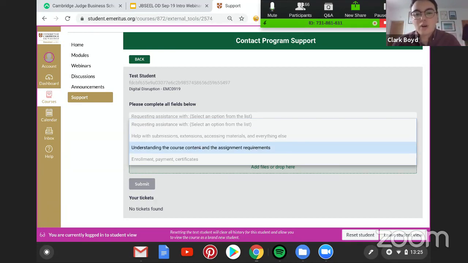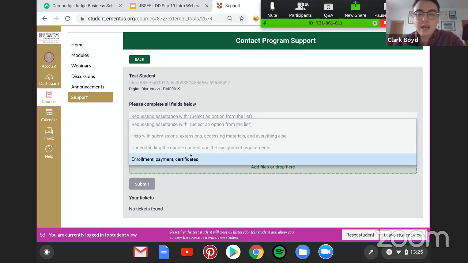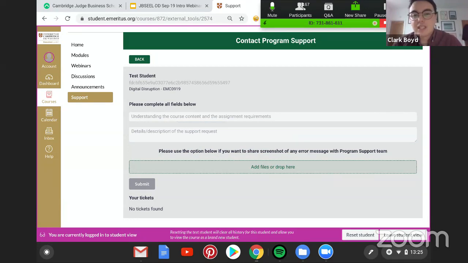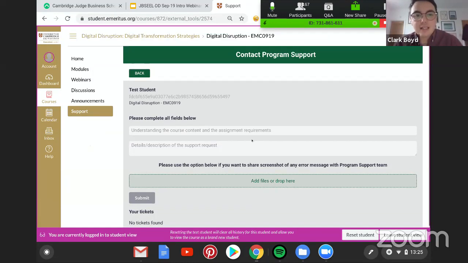Anything to do with course content and assignment requirements, so content focused queries, click this one here, and then anything around enrollment, payment, or certificates. It's important because if you go through, say, the Canvas inbox, it's not sure it'll go to the right person. Here, it'll come through the ticket system, and it allows us just to make sure we're getting things back to you as quickly as you need them. So click here and then just put details of it, and you can put a supporting file, and that will create a ticket. So you'll know when we're getting back to you on that.